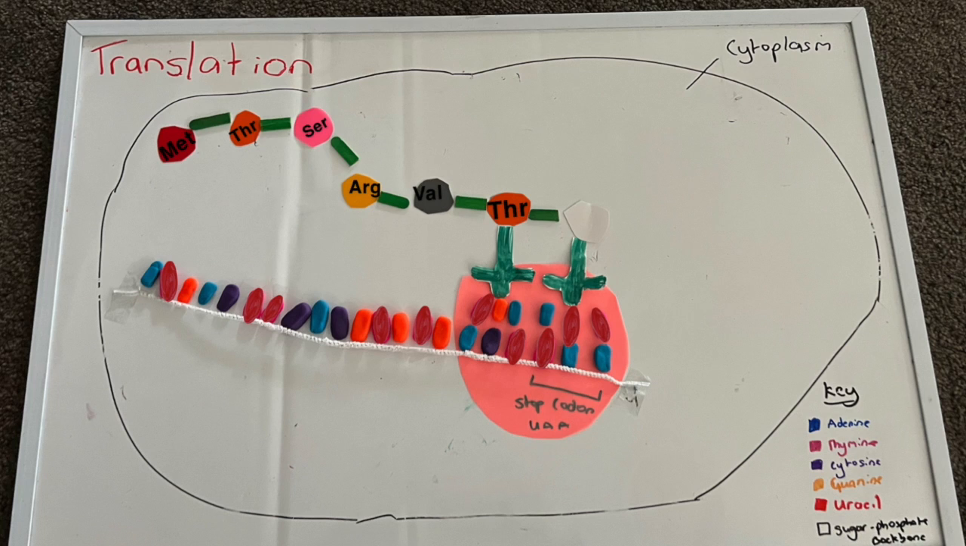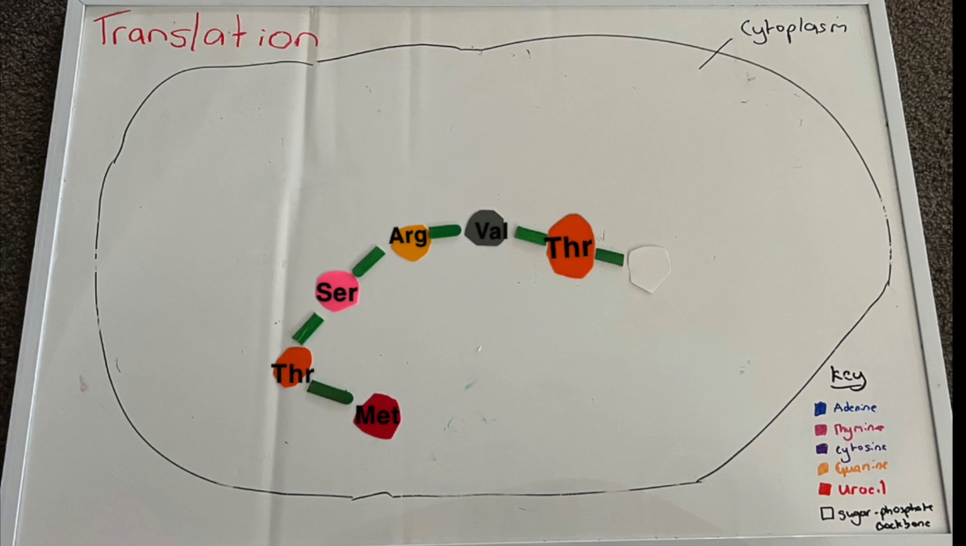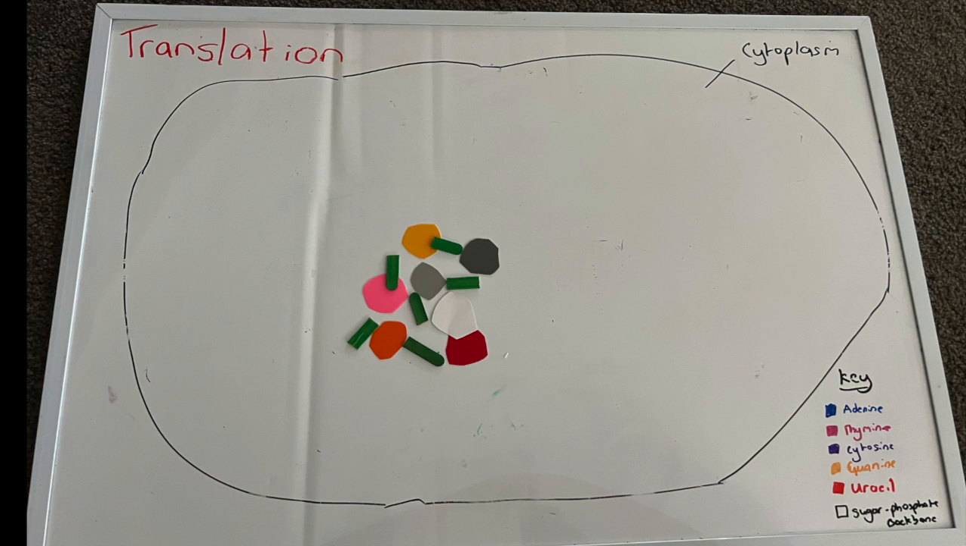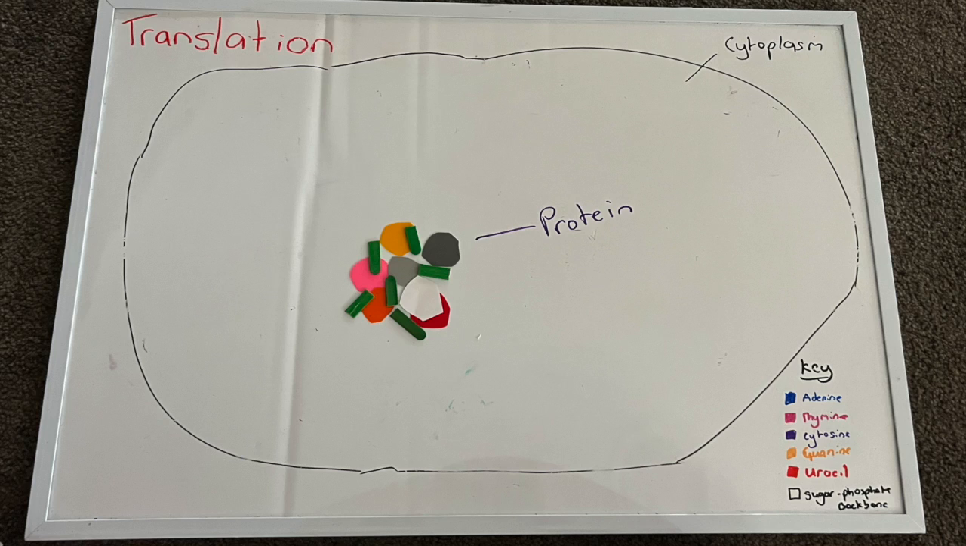The final step of translation is termination. Once the tRNA reaches the stop codon, the polypeptide chain is released into the cytoplasm. Here it either folds to form a protein or bonds with another polypeptide chain to form a larger protein. Through correct polypeptide synthesis, this ensures that the correct proteins are made.